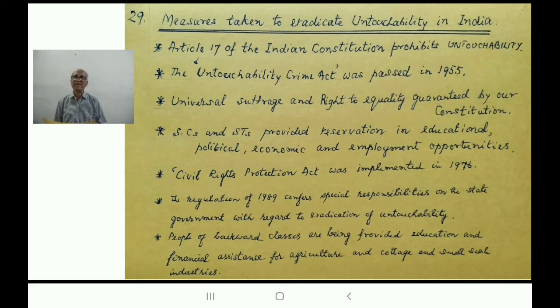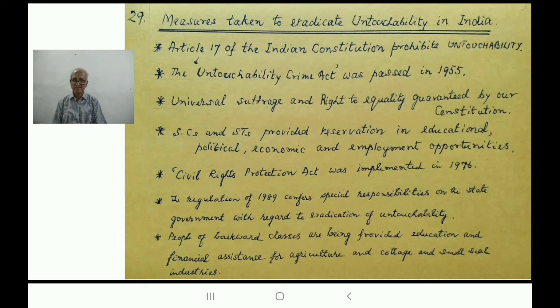Everyone should realize. The regulation of 1989 confers special responsibilities on the state government with regard to eradication of untouchability. See, the government has to act wherever it feels that the civil rights of people are getting disturbed. They are not getting to exercise them in the right way.